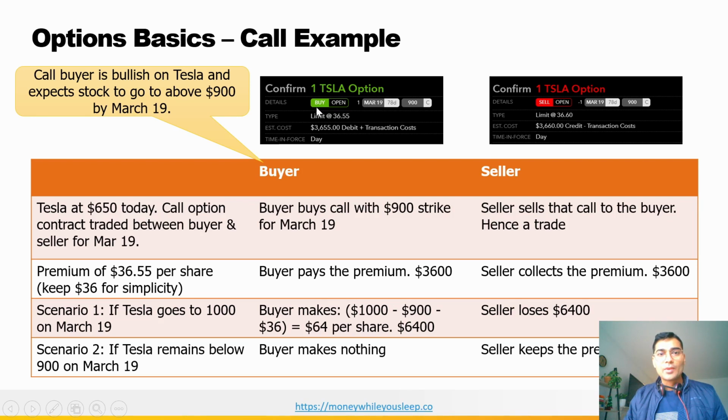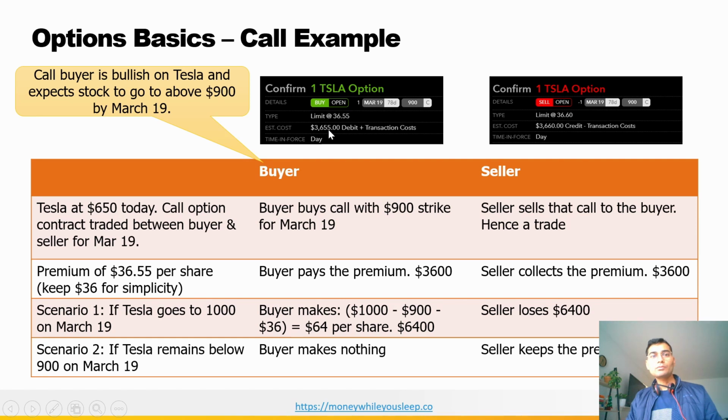What will that say? Buy to open. So he's opening a contract where he's buying, and there is a call. C represents call over here. Buy, and the expiry date is March 19th, which is 78 days away, and the strike price is 900. So he's buying this particular contract. And as I mentioned, the buyer of a contract is going to pay a premium. So he is paying $36.55 per share, which basically means multiply by 100, because every contract contains 100 shares. It basically means he is going to pay a premium of $3,655.